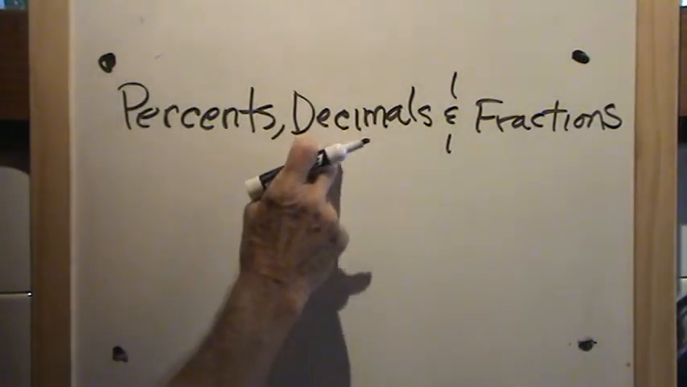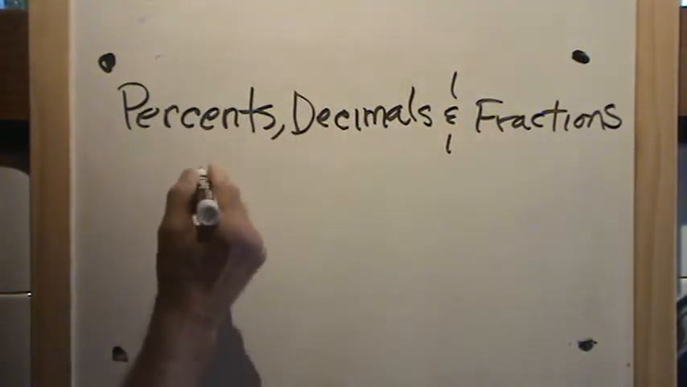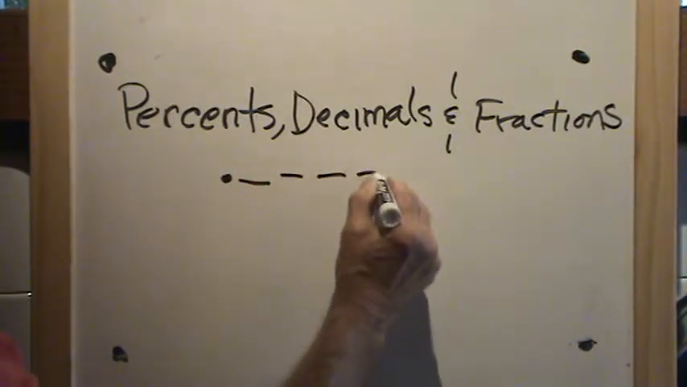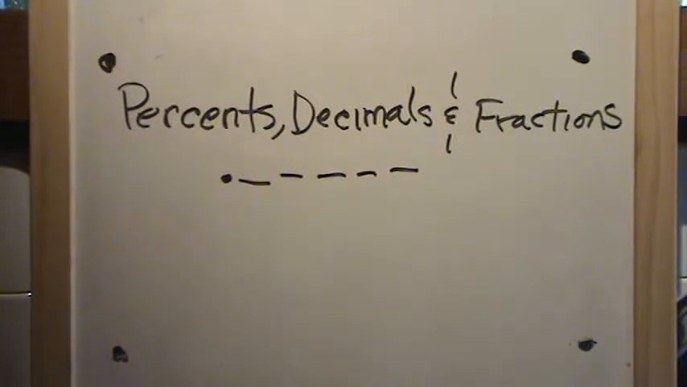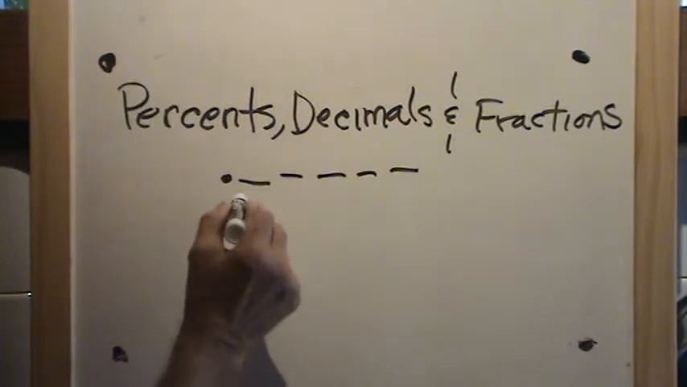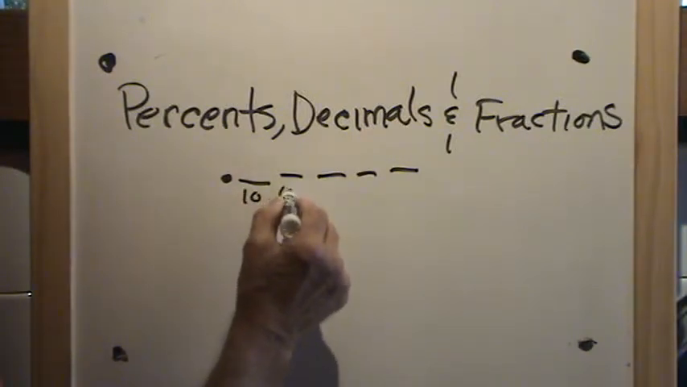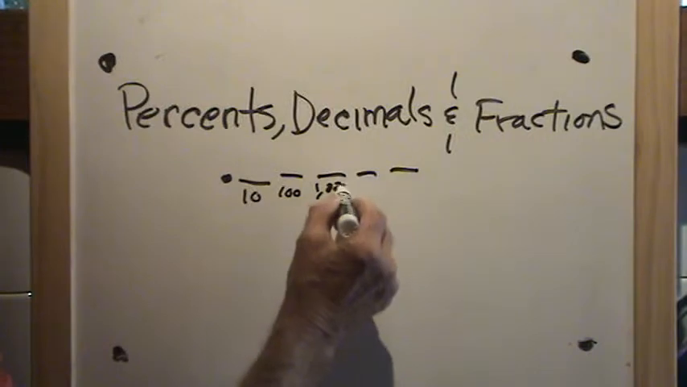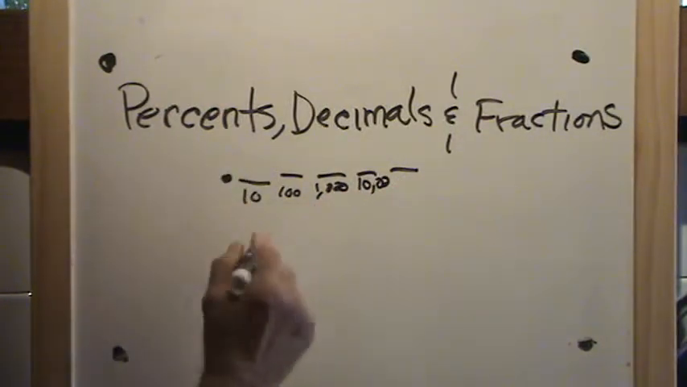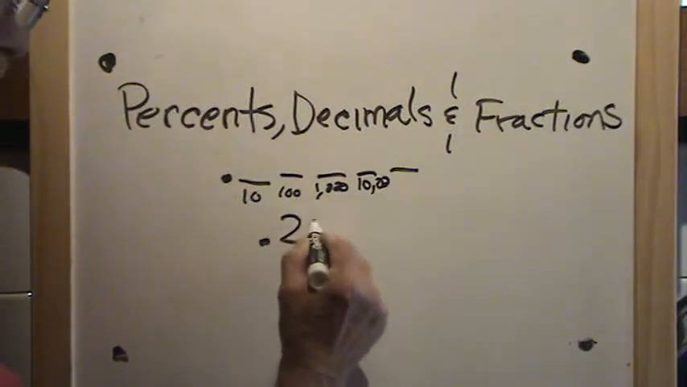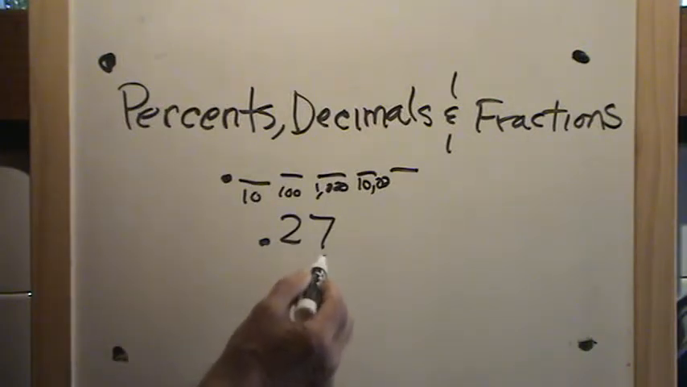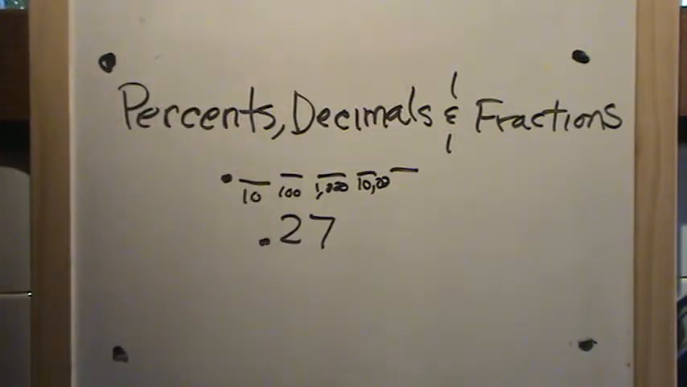We know that decimals are a form of a fraction, and the denominator, as we've covered in the previous lessons, is some form of the number 10. So this is the tens place, this is the hundredths, this is the thousandths, 10,000ths, and so on. So this number in decimal form is 27 hundredths because the 7 is in the hundredths place.